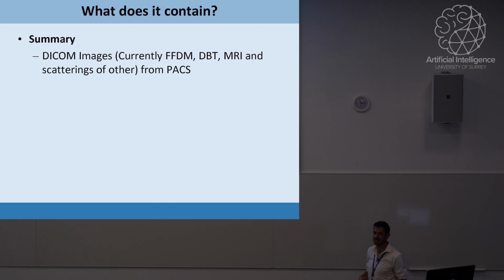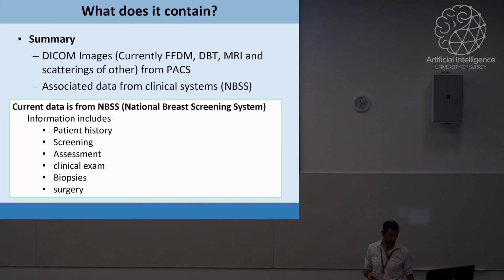So the database contains DICOM images. Is anybody happy with what DICOM images are? Does anybody not know? It's just a simple file format, with the image in it and lots of metadata attached to it. So patient name, patient ID, patient sex, date of birth, that sort of thing. So currently we have full-field digital mammography, DBT, which are the tomosynthesis I was referring to earlier, the very large files, some MRI and a scattering of others. But importantly for AI, the images really aren't very much used without some ground truth and some background associated clinical data.